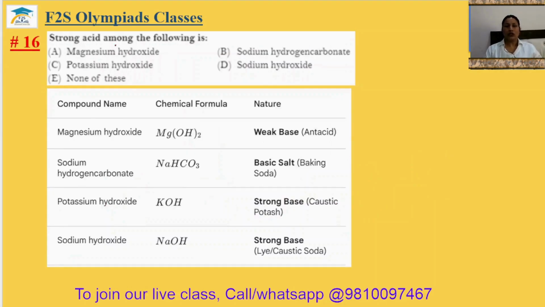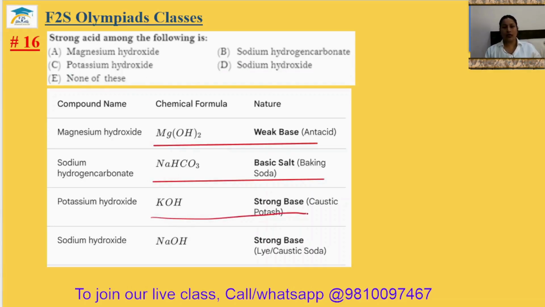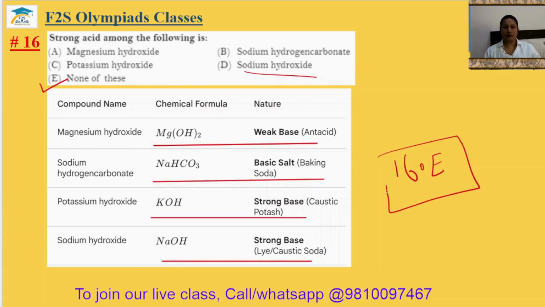Question number 16. Strong acid among the following is magnesium hydroxide. So magnesium hydroxide is a weak base. Sodium hydrogen carbonate is your basic salt, it is not an acid. Potassium hydroxide is a base only, and sodium hydroxide is also a base only. So none of the above, no one is an acid here. So the 16th answer is option E.